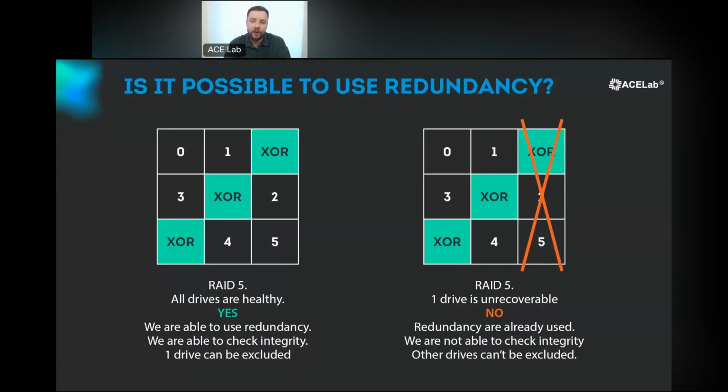On the right picture, you have the same RAID 5, but one drive is missing. For example, this drive is unrecoverable or something like that. So in this case, redundancy is already used to restore the data of this drive. So we are not able to check redundancy, and we can't exclude one more drive because RAID 5 does not allow it. It allows excluding only one drive, but not two drives. So in this case, we are not able to use redundancy to get different data.